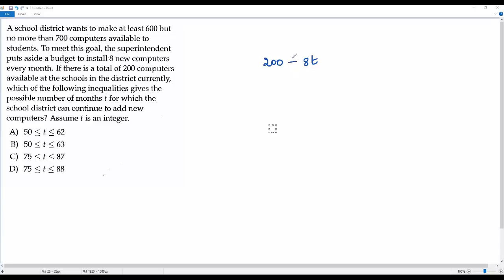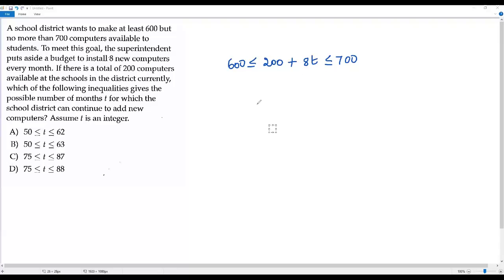So the total number of computers will be 200 plus 8T. This is the number of computers we have already, and this is the number of computers we bought in T months. So we add them to get the total number of computers. The least value of this total has to be 600, because the question says the district wants to make at least 600 computers available to the students. The least value of the total number of computers has to be 600, but not more than 700 computers. So its maximum value is 700.